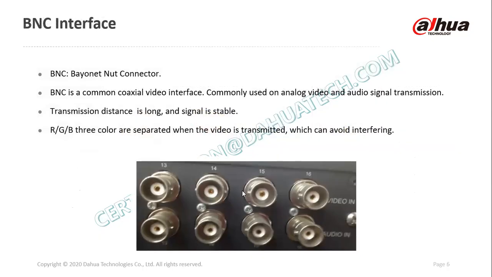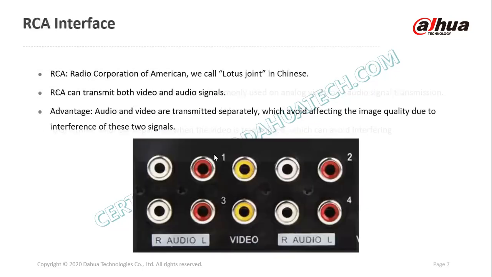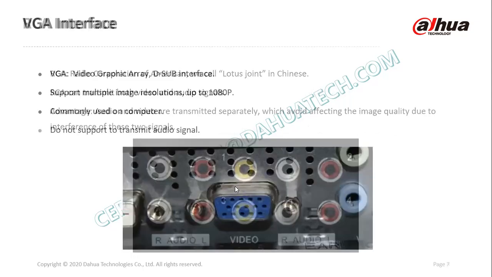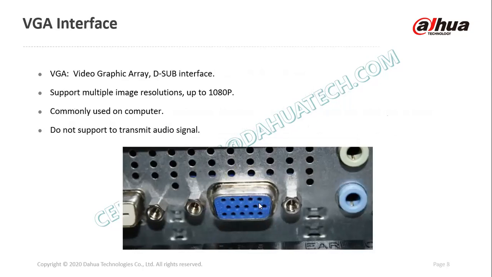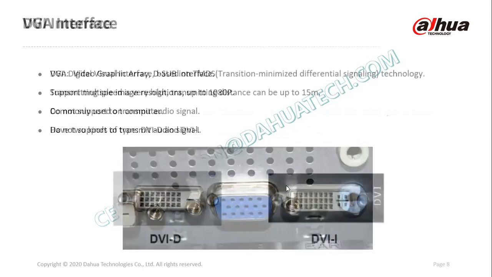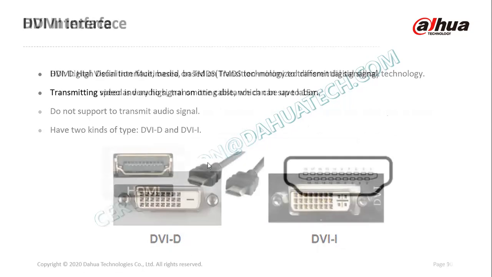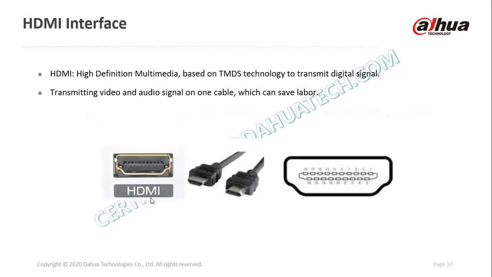So for BNC, you see, this is a DVR with the interface for the analog camera. And also the DVRs can support the RCA interface, VGA interface, and DVI and HDMI.